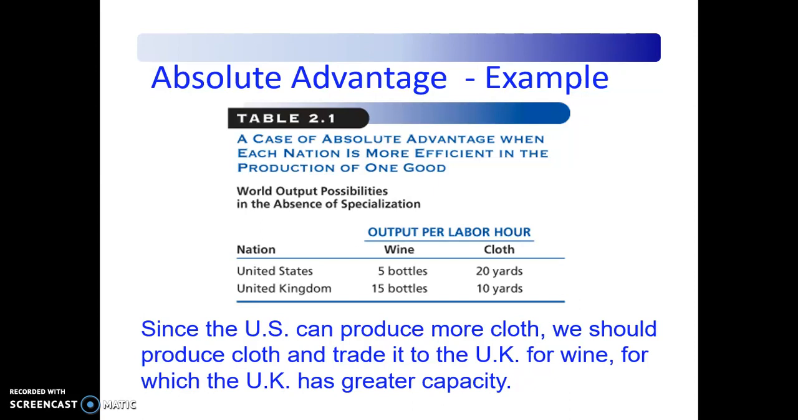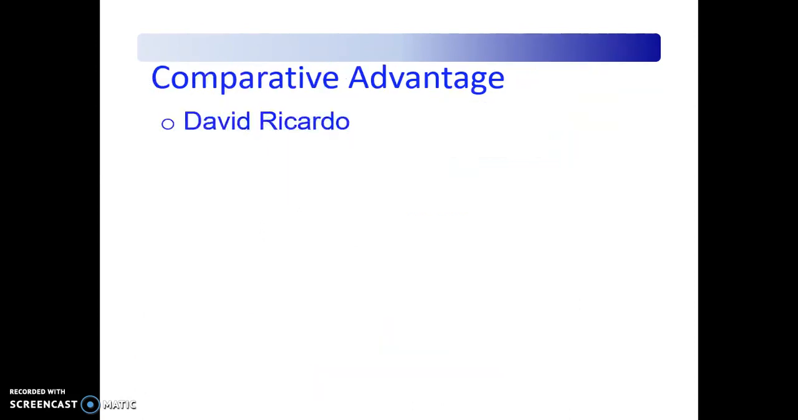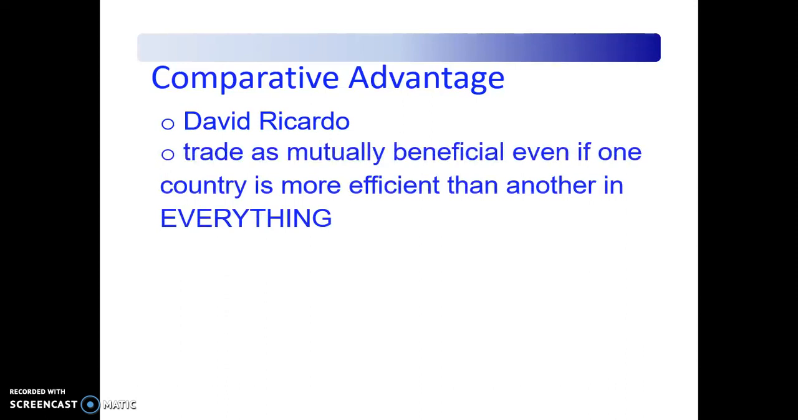That seems pretty clear. But now we have the competing theory, which is comparative advantage, which is brought about by David Ricardo. He saw it as trade being mutually beneficial even if one country is more efficient than another in everything. We'll get to an example of that in a second.